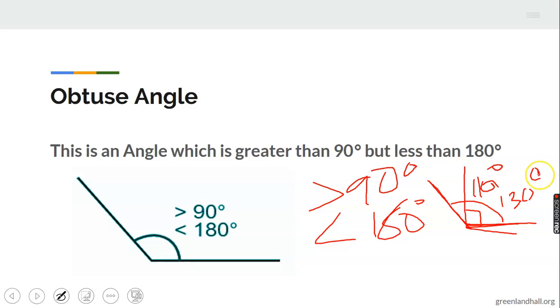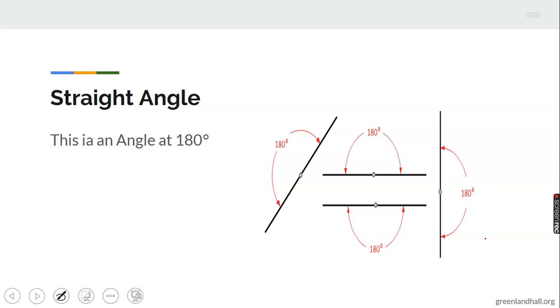In as much as it's not up to what? It's not up to 180, but it's more than 90. Do you get it now? An obtuse angle is more than 90, but less than 180. So we can have 170, 160, 150, 140, 130, 120, 110, 100. But it's not 90. Is that okay? Now let's have straight angle. Straight angle is an angle at 180 degrees.